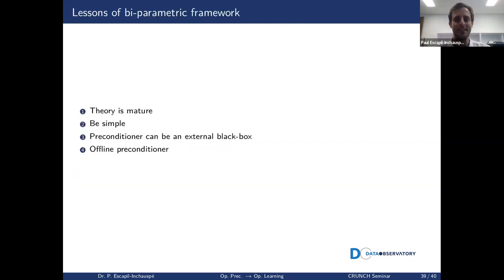So as a conclusion, what is interesting here is that all these theoretical tools are rather abstract, but give you bounds, allow you to quantify what's happening with your scheme, that you can precondition with a very rough approximation. So all this theory is very mature.